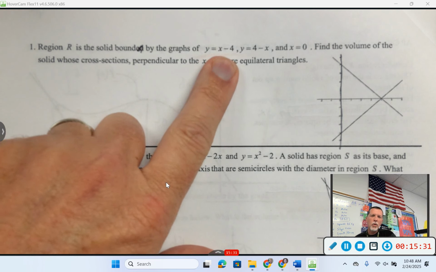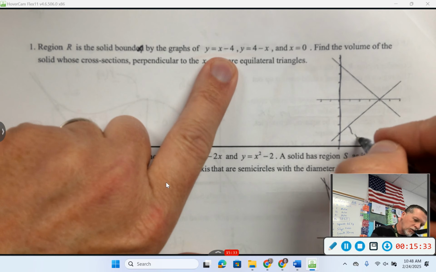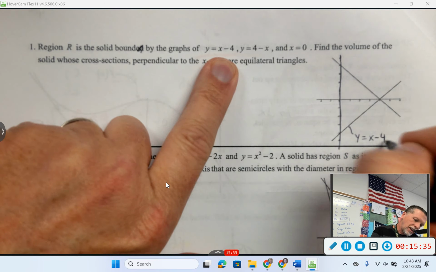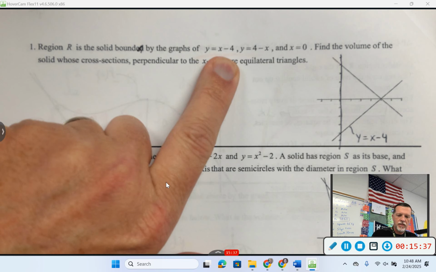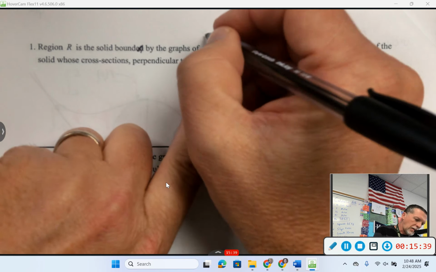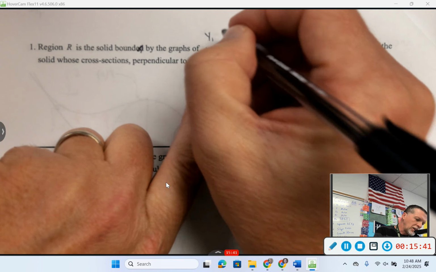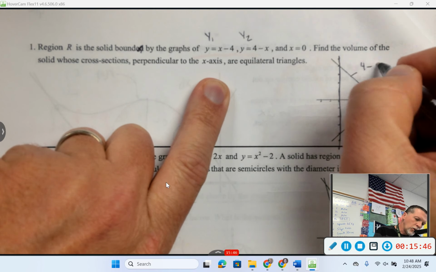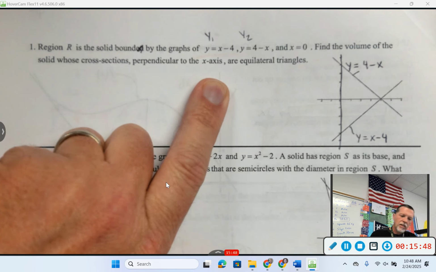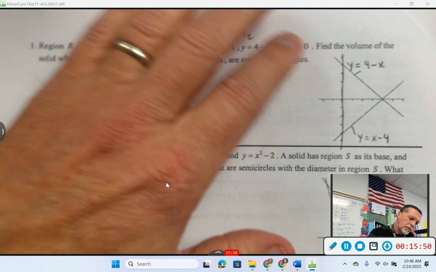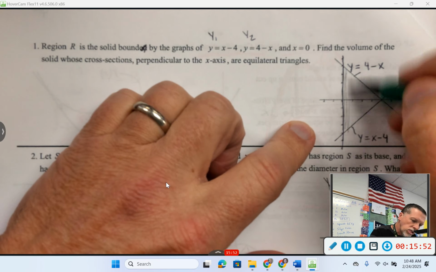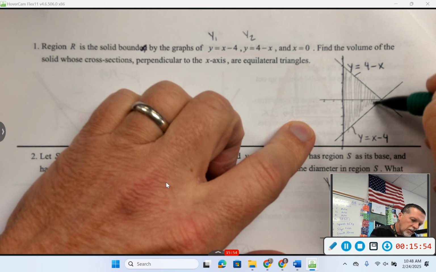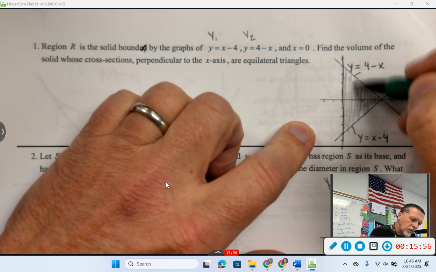X minus 4, that would be the one that starts at negative 4 and has a slope of 1. In fact, I'm going to call that y1 because these may end up going into the calculator. y2 starts at 4 and has a slope of negative 1: 4 minus x. And so there's our base region.